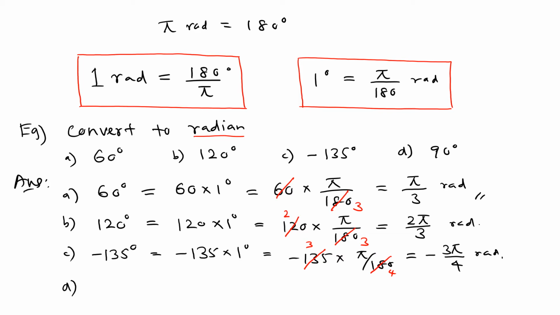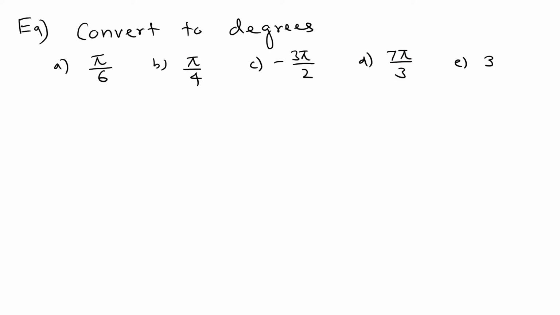So part D, 90 degrees, and again it is 90 times 1 degree, which is pi over 180, and then you can see that this cancels, there are 1 and there are 2, so that means it's pi over 2 radian. 90 degrees means that. So that's how you do those conversions, and it's not that difficult. So let's look at the other way. Convert to degrees. So let's look at the first one.